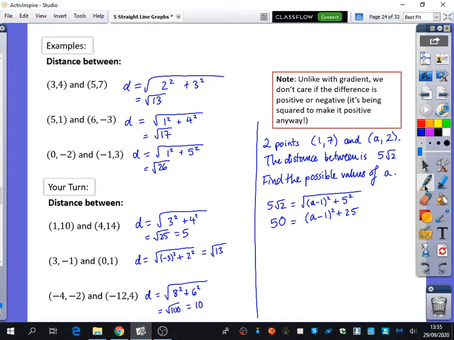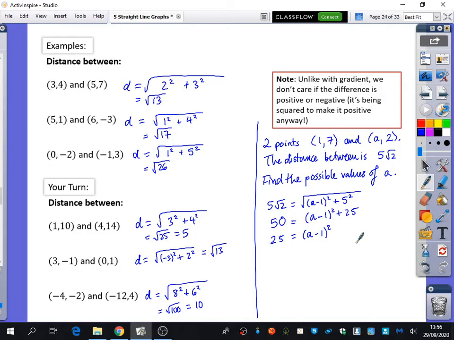Anyway, that's the best way to do it, okay? The bad way to do it would be to expand the brackets here, because you've only got a single a by itself. If you expand the brackets, you're going to have an a squared, and you're going to have an annoying quadratic. So we're going to take away the 25 from both sides. So we get 25 equals a minus 1 squared.